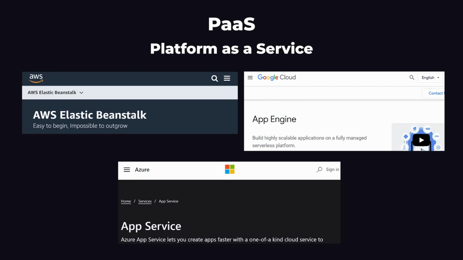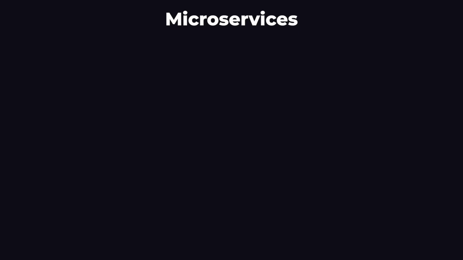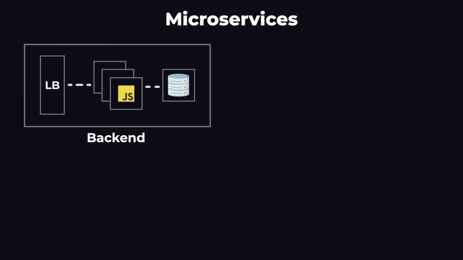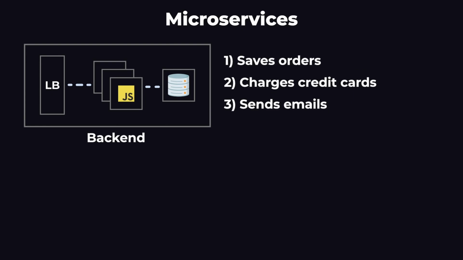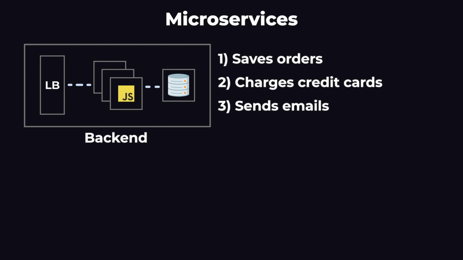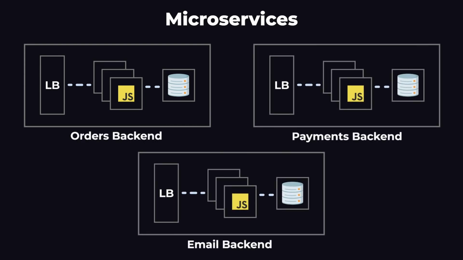The next concept we're going to look at is microservices. For our Amazon example, let's say that our backend contains code that saves an order to the database, charges the user's credit card, and sends an email confirmation. In the real world, this backend can be millions of lines of code, so we split this up into 3 code bases. Then each of these code bases will have their own backend, each with a load balancer, and sometimes their own database. Then when we need to send an email, our orders backend will send a request to the email backend, which will send the email.